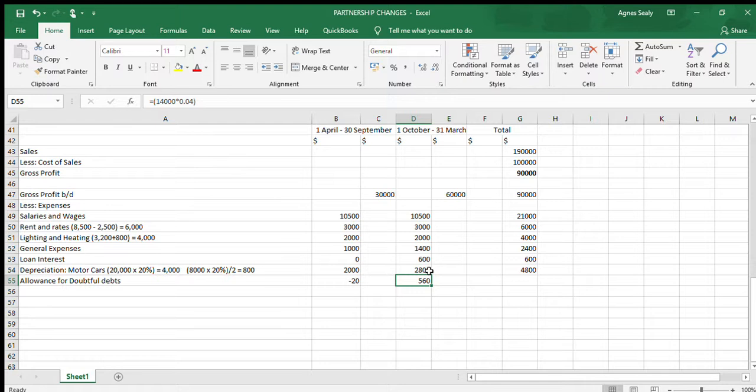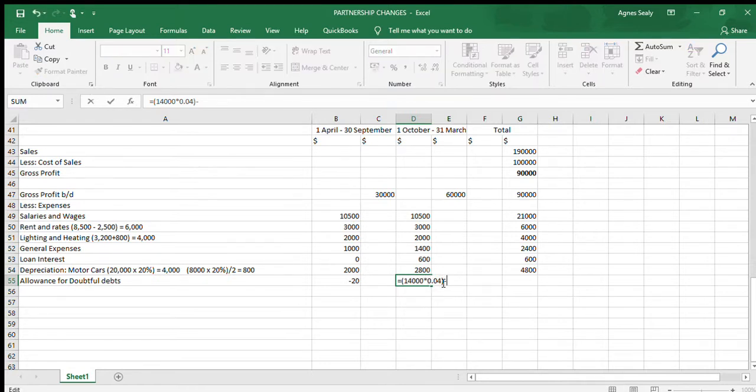So now we have calculated our allowance from October 1st to March 31st, and our allowance has increased. It has moved from 480 up to 560. So there is an increase in our allowance for doubtful debts, and if there's an increase, it means that would increase our expenses. So it's also added as part of our expenses. It's not the 560, but the difference between the 480 and the 560. You must make note of that.